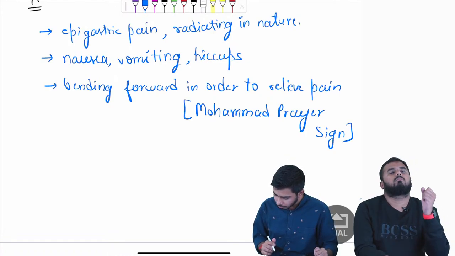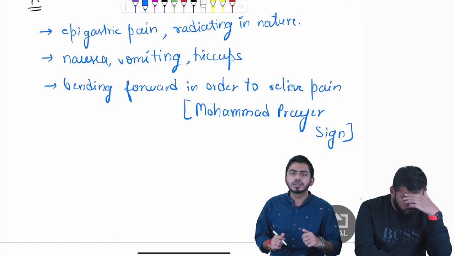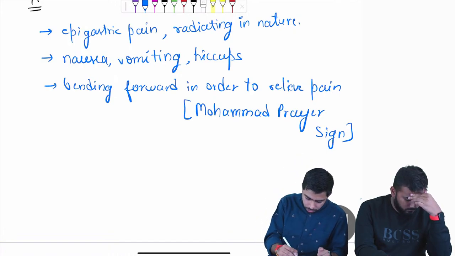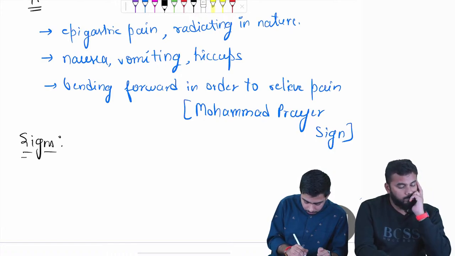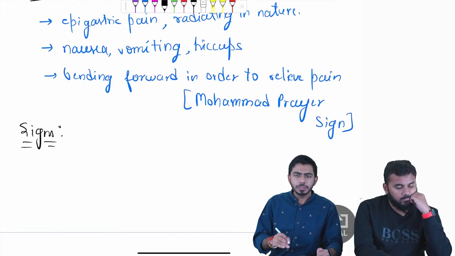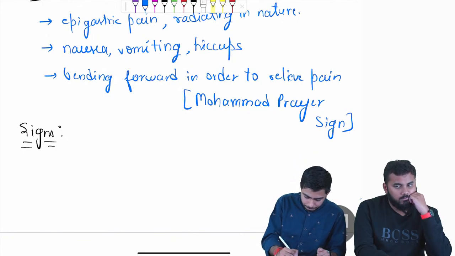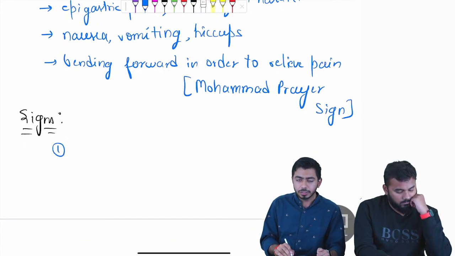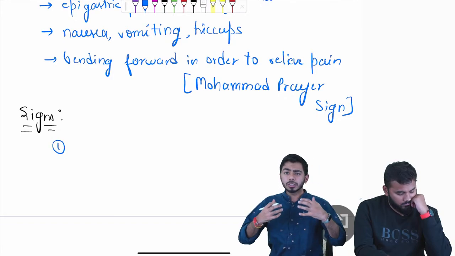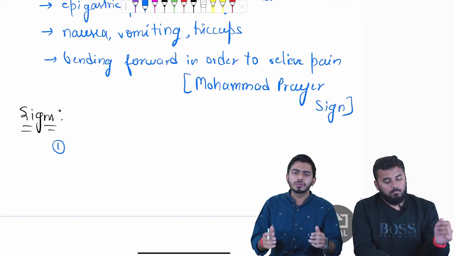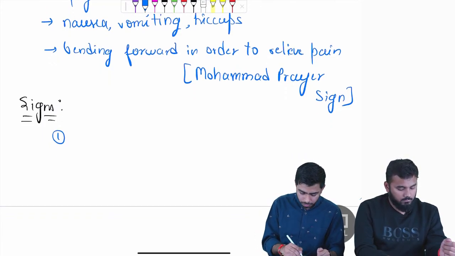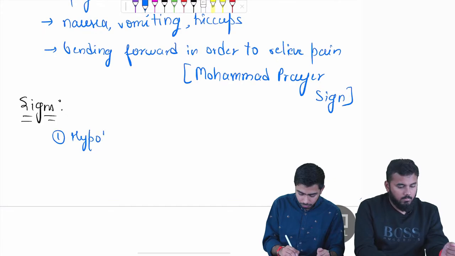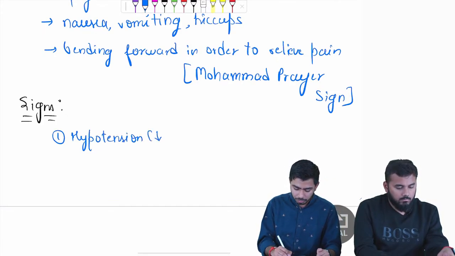For example, Dr. Benedict had mentioned the Grey Turner and Cullen signs, so let's talk about them as well. So what will be the signs in a patient of acute pancreatitis? First of all, let me talk about the systemic signs. What about the vitals? The patient's BP will usually be on the lower side. If the BP is low, we call that hypotension.